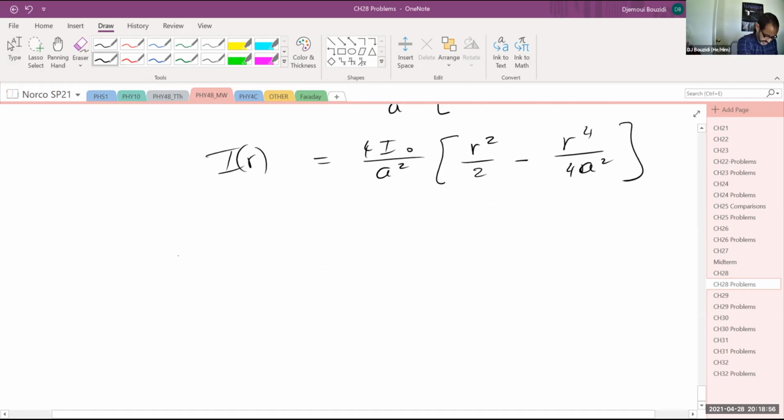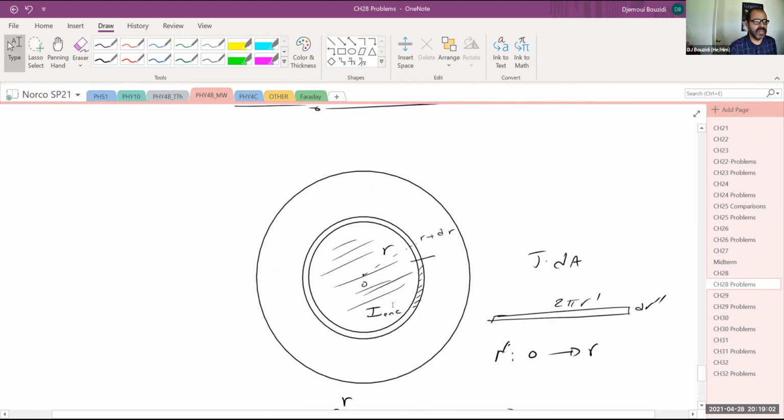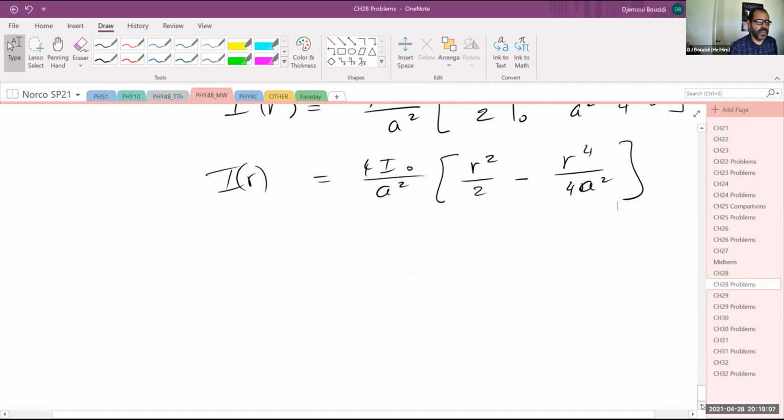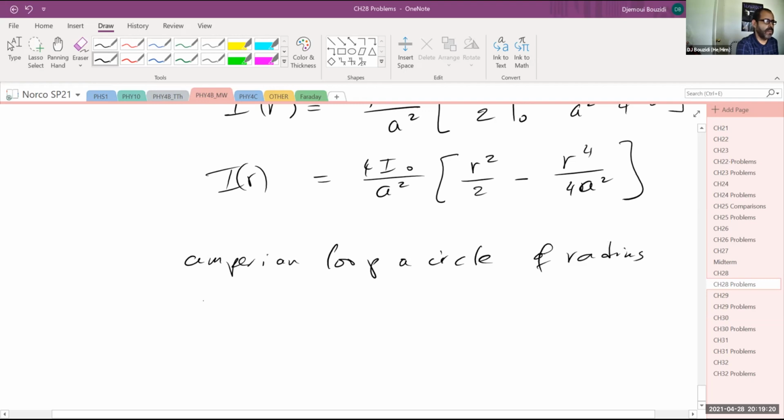So what we have in here, we're going to do the same thing. We're going to choose a Gaussian surface that is actually a circle of radius R. We're going to choose an Amperian loop, which is a circle of radius R less than or equal to A while we're inside. And by symmetry, we're going to make the same argument as before.